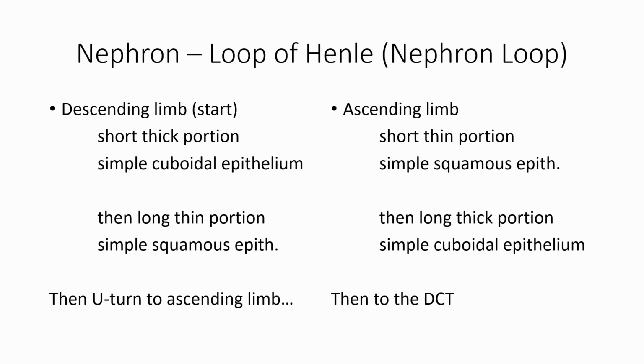If we look at the loop of Henle, we have the descending and ascending limb. The descending limb has a short, thick portion made of simple cuboidal, and then it thins out, changing from simple cuboidal to simple squamous. We then do a quick U-turn to go back upward, where we have the thin portion made of simple squamous and then the thick one made of simple cuboidal. So anything that's up closer to the convoluted tubules is going to be thicker, simple cuboidal. Anything that's dipping down towards the U shape is going to be thinner, made of simple squamous.